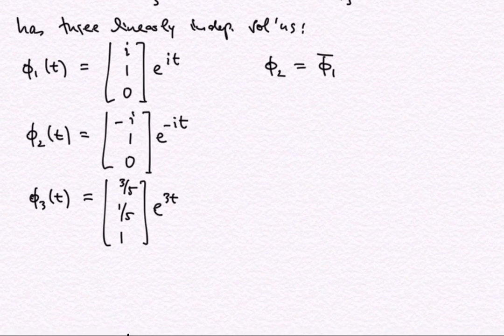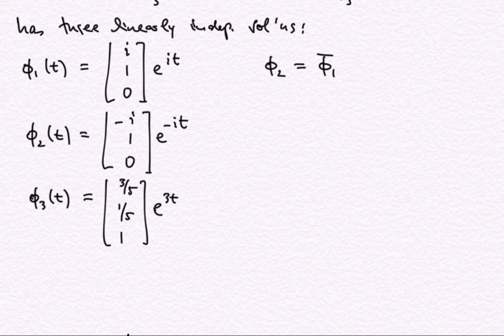Yeah, so we can write our fundamental matrix right here by just plugging in these three solutions. But of course, two of them are complex, and we may not be happy with that. But we can, again, because we have seen that if we have two solutions, then any linear combination of these two solutions is again a solution.